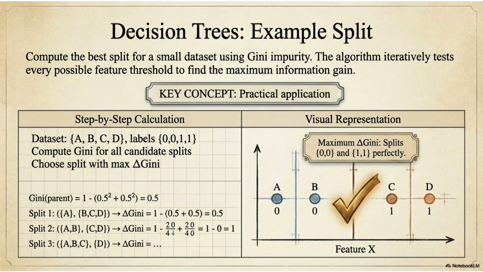Here's a practical split. The algorithm tests every threshold. Split 2, for example, perfectly separates the data, turning confusion into clarity.